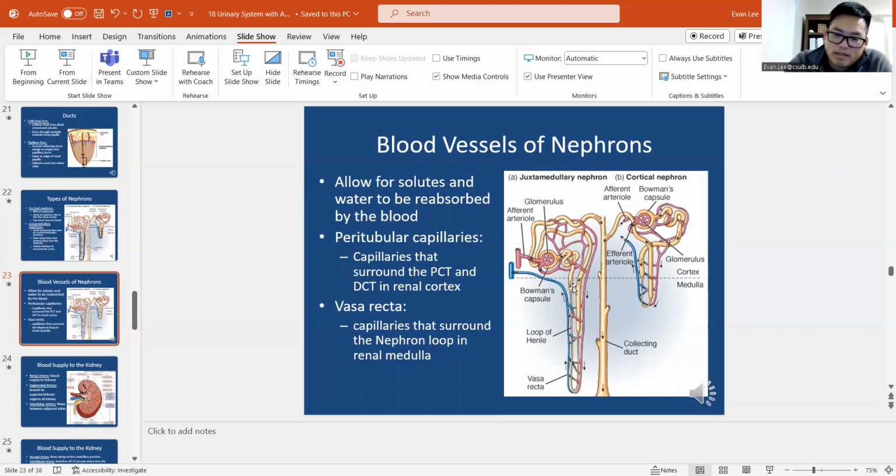Now, I mentioned this earlier, but if you look closely, there's this ladder-like structure traveling right along with the loop of Henle. This is in the renal medulla. So the loop of Henle, for the most part, is in the renal medulla, and likewise, the vasa recta, the blood vessels that surround it, will also be in the renal medulla. So you've got the peritubular capillaries surrounding the PCT and DCT, the peritubular is surrounding the tubules, and then vasa recta surrounding the loop of Henle. This is going to be the long ladder-shaped structure around these big long tubes.